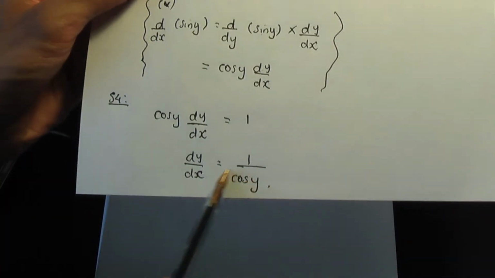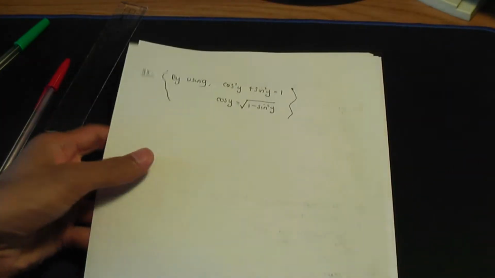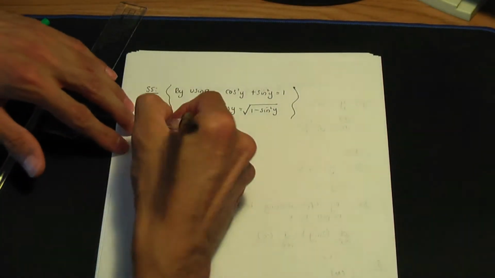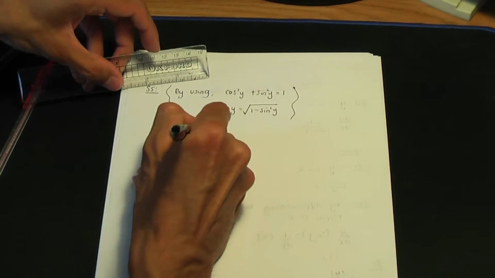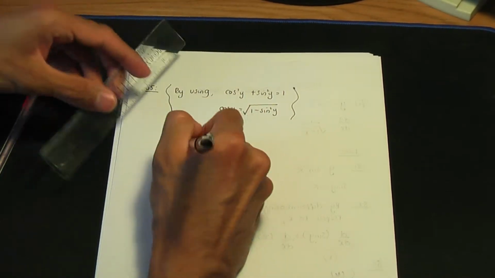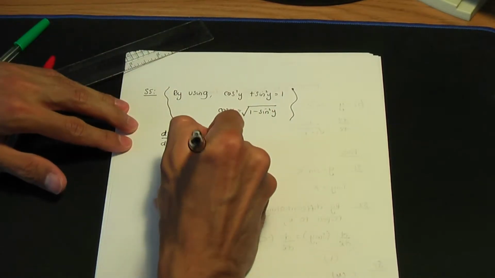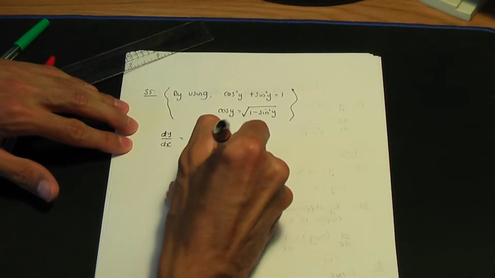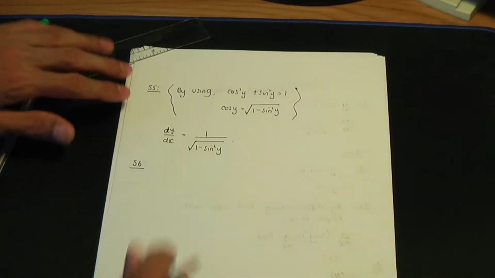So if I go back to step 4, if I replace the cos y term by the root of 1 minus sine squared, let's see what we have. In this case, dy by dx is equal to 1 over the square root of 1 minus sine squared y. Okay, so that takes us to the next step.